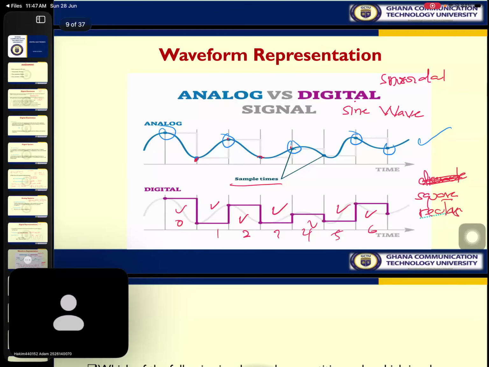Good. So in terms of waveform representation, analog is in the form of a sine wave or a sinusoidal wave, whilst discrete digital signals are in the form of a square wave or a rectangular shape. That is what it means in terms of waveform.